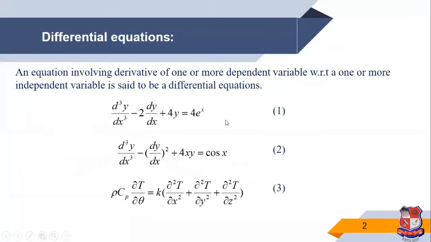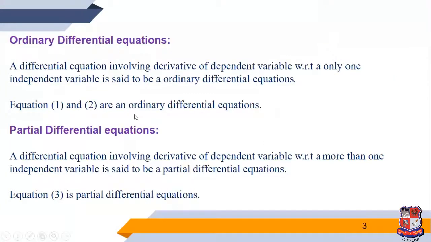So in the previous slide we discussed equations 1, 2, 3. But here in equations 1 and 2, y is a dependent variable and x is an independent variable. So only one independent variable is there in equations 1 and 2. So we can say 1 and 2 are ordinary differential equations. So in ODE, the derivative of dependent variable is with respect to only one independent variable.